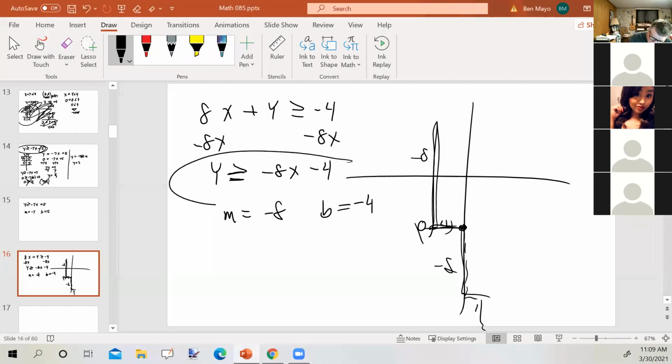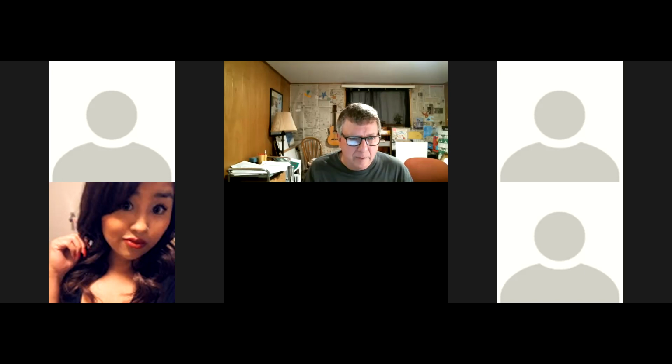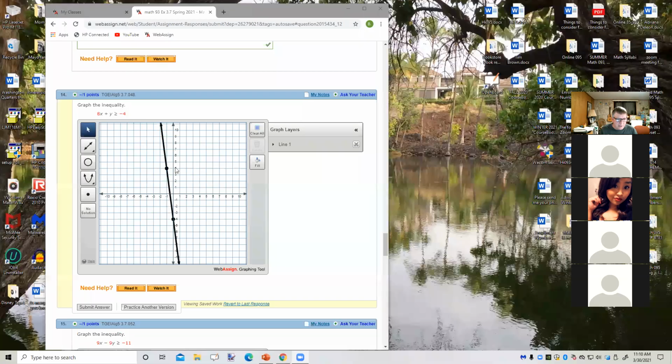Now, when I solved it, it said y is greater than or equal to -8x minus 4. So y is greater than, so it would be above. If it was less than, it would be below. So fill here and submit answer.